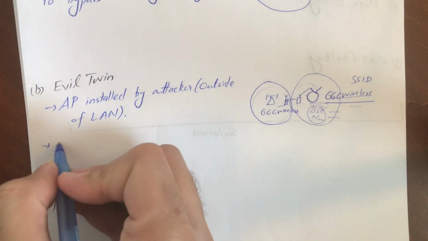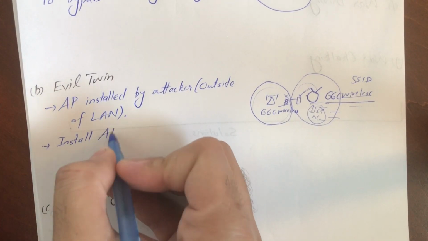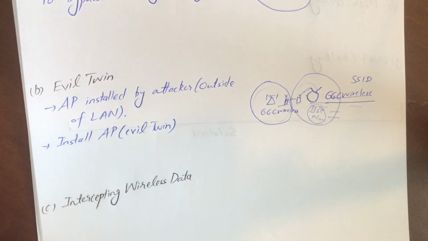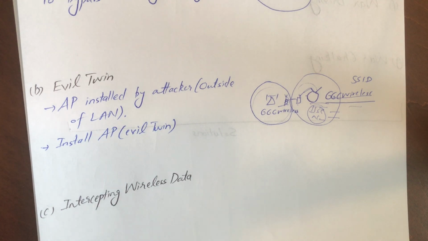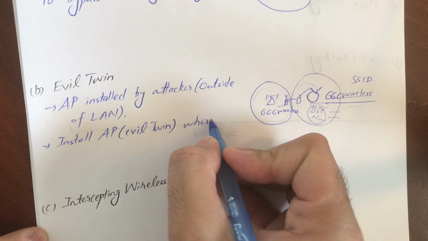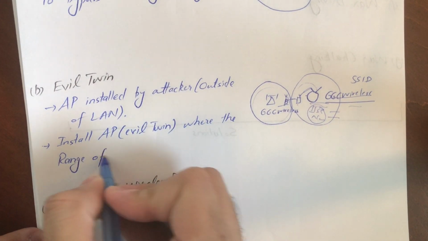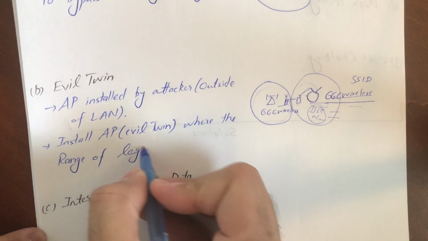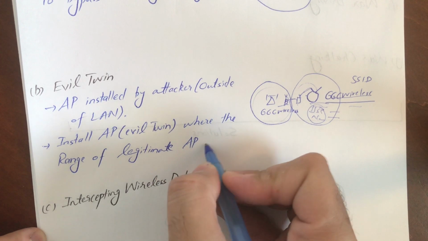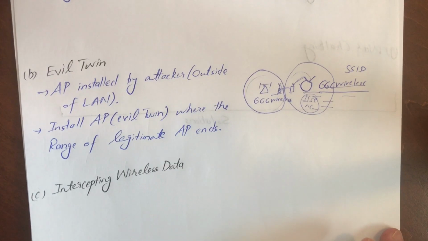Okay, so the attacker installs an access point, or evil twin. Why do we call it evil twin? Because it's a twin, an evil SSID, of course, an evil twin of the original one. So they install the evil twin where the range of the legitimate access point ends. Where the range ends, they install their own access point.